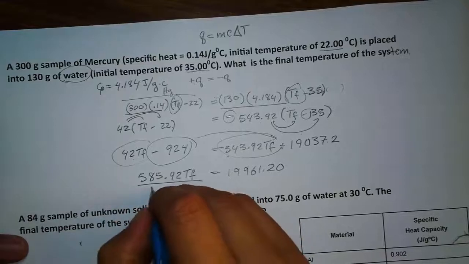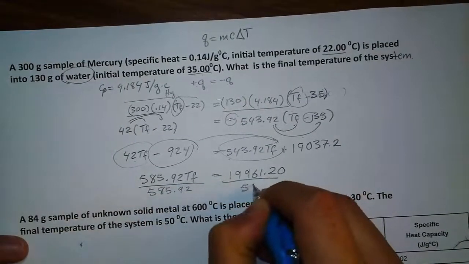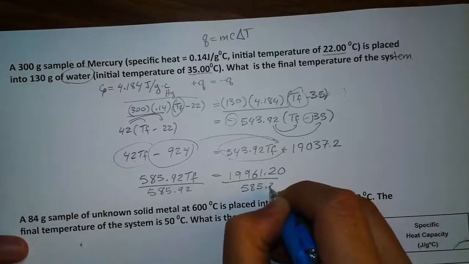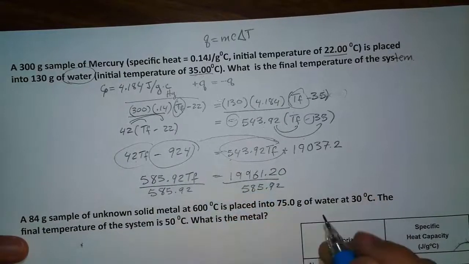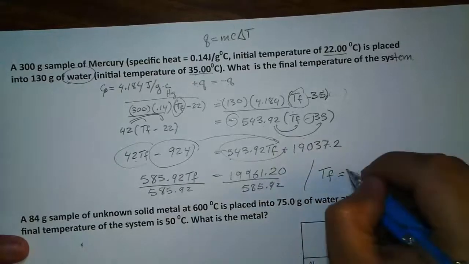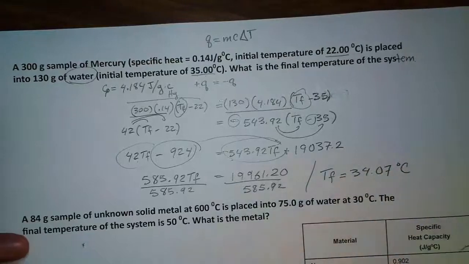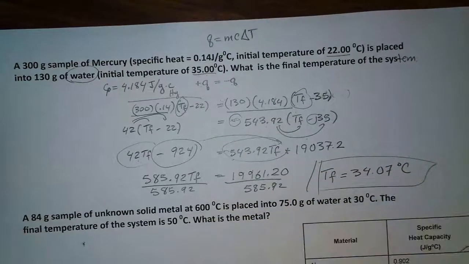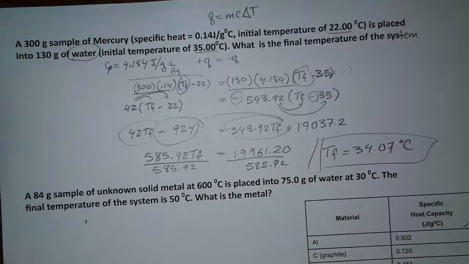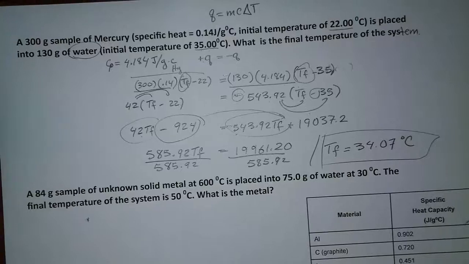We just divide both sides by 585.92. And Tf, okay, let's do this. Tf is equal to 34.07 degrees Celsius. Whew, isn't that a long problem? And this is probably one of the hardest questions that you will see on your AP Chem if you are dealing with this type of problem.